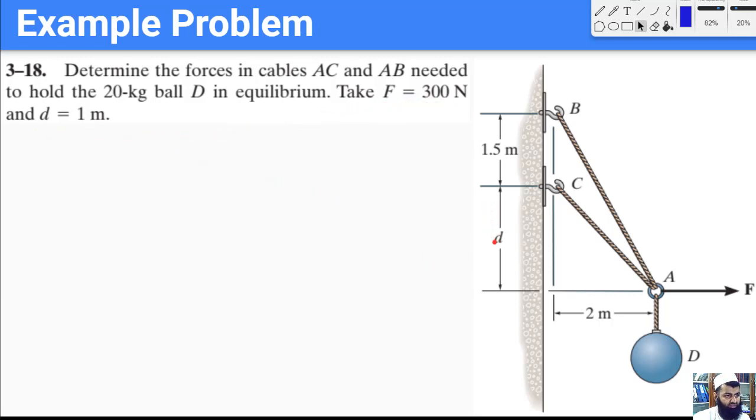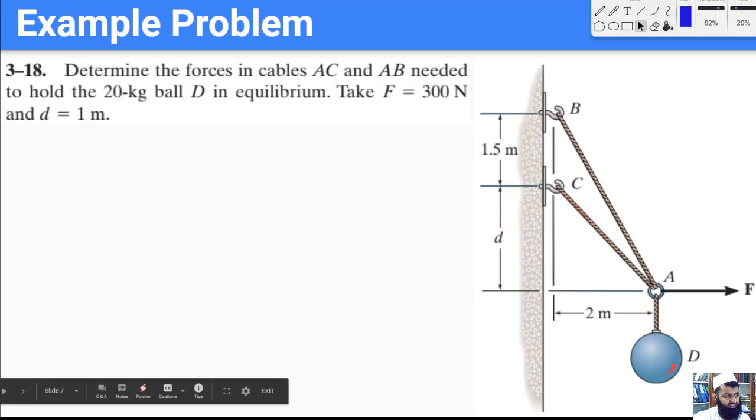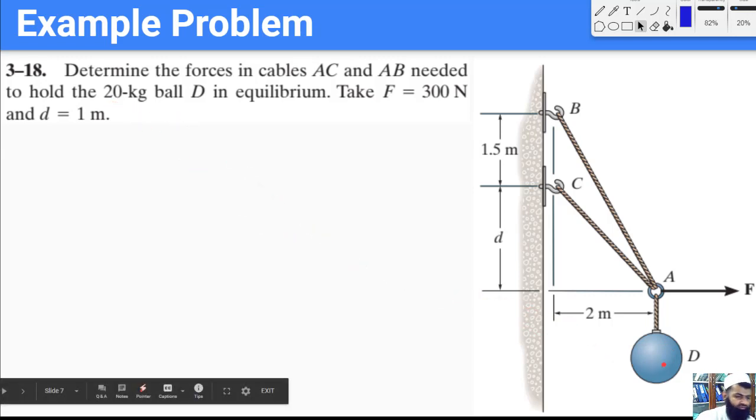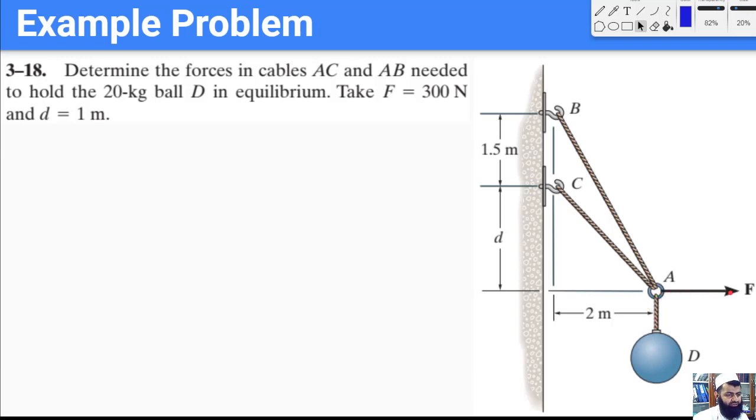So distance D is 1 meter, this is 1.5 meters, and the ball has a mass of 20 kilograms, which means it has a weight of 200 newtons, and this force F is 300 newtons. We can again solve this using the same method that we did before.